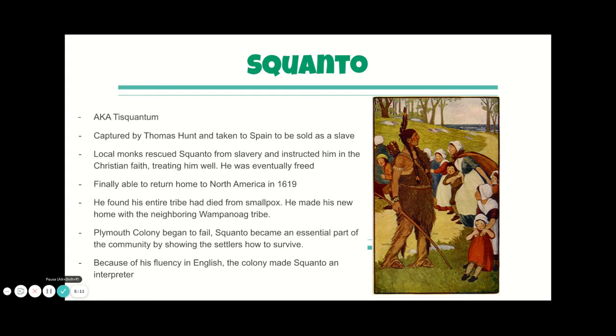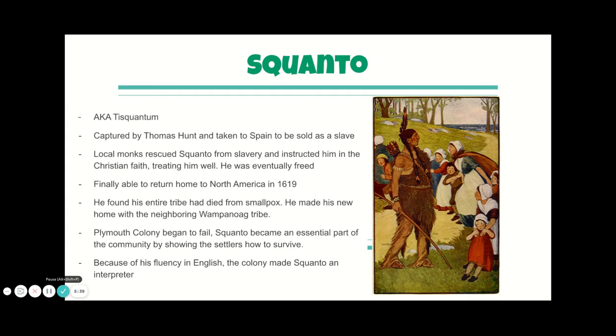Squanto was also called Tisquantum. He was captured by Thomas Hunt and taken to Spain to be sold as a slave, but he was eventually saved by some local monks. They taught him Christianity and English, and he was eventually freed. He returned home to North America in 1619. But he found that his entire tribe and family had died of smallpox. He made his new home with the neighboring Wampanoag tribe.